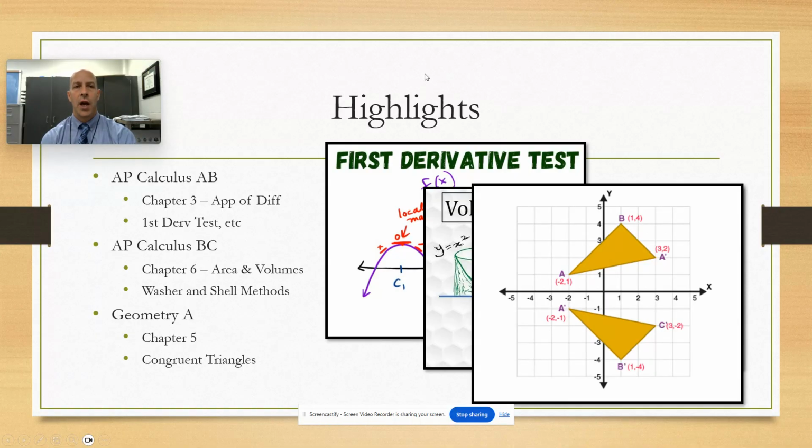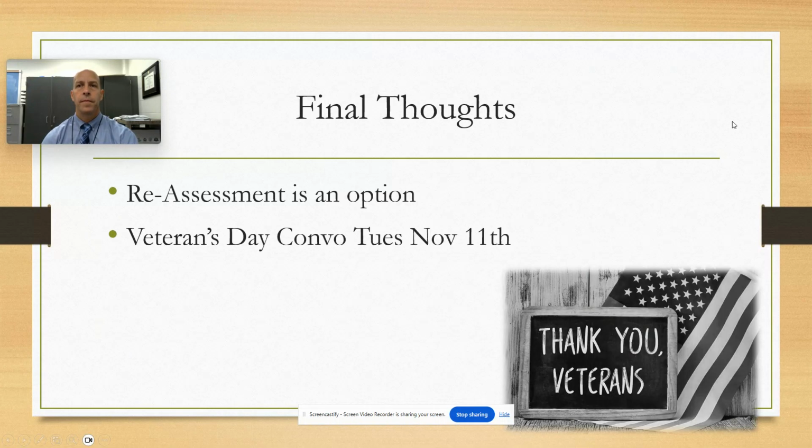And in geometry class, we just had our Chapter 3 test. And so we're going to move into Chapter 5, which is on congruent triangles. So you can see here in this image, we got these two triangles. Turns out that they are exactly the same shape and the same size, and we call those congruent.